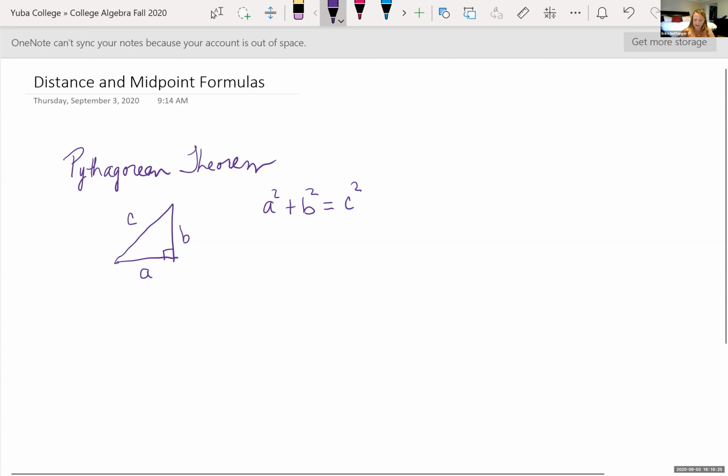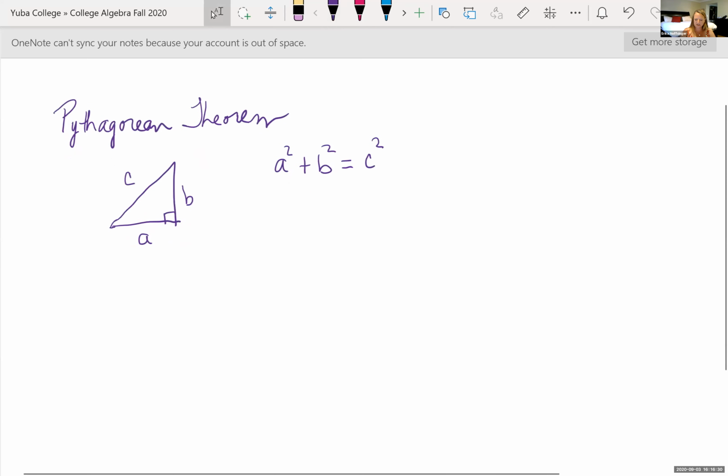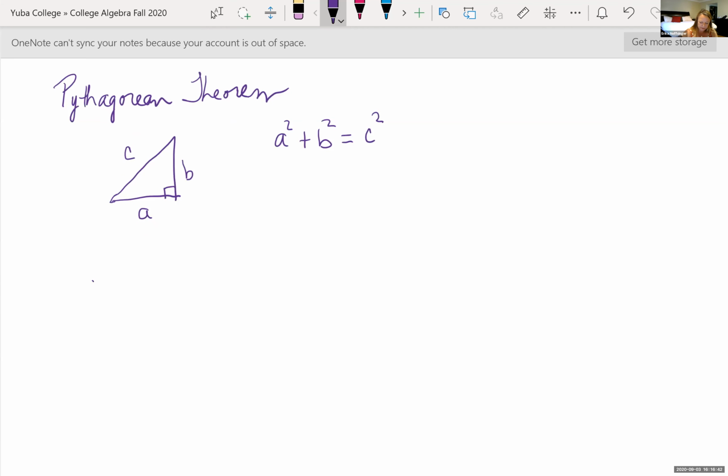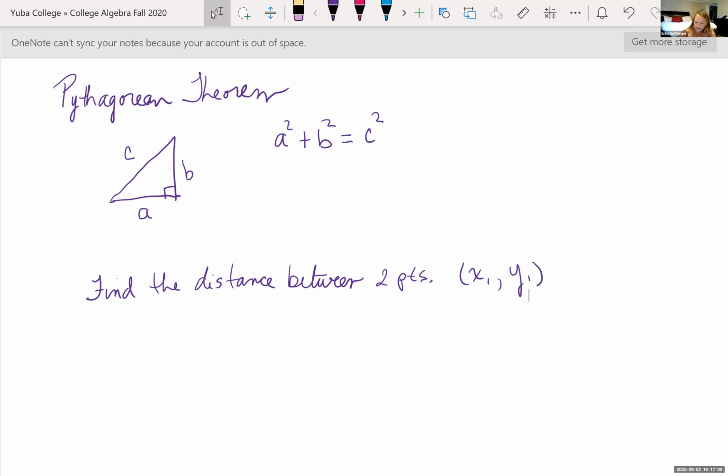Okay, so you're going to use that a lot when you get into trig, if you haven't taken trig, but you'll also use that a lot in calculus, especially calculus 2. So let's look at the distance formula. So knowing that, let's say we have 2 points. You want to find the distance between 2 points. And let's call them arbitrarily x sub 1, y sub 1, and x sub 2, y sub 2.